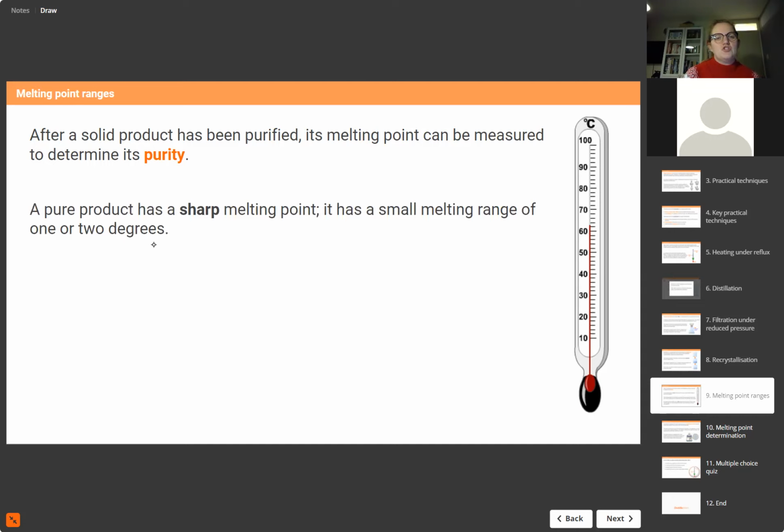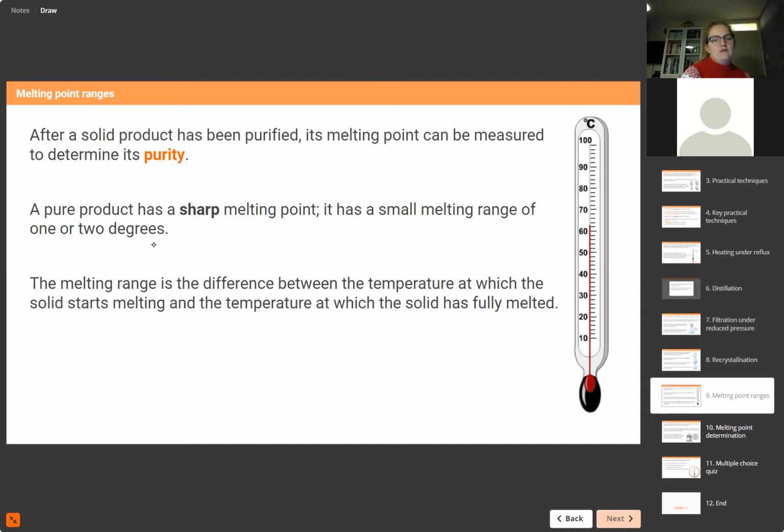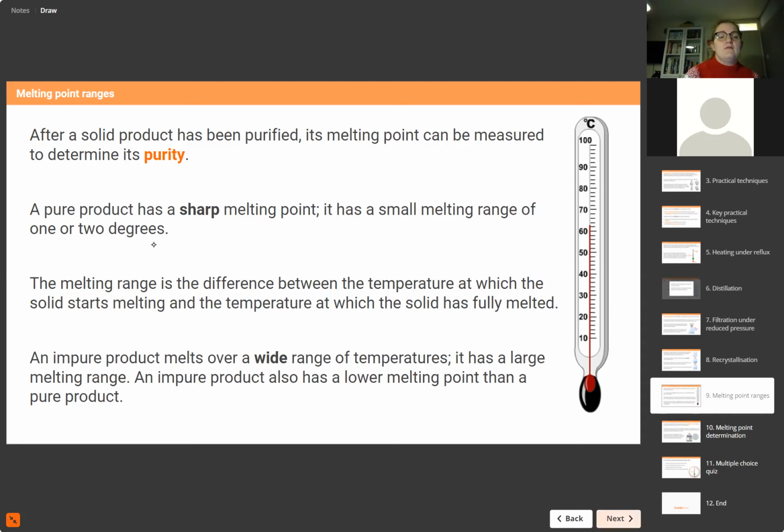So a pure product has a sharp melting point. It has a small melting range of 1 or 2 degrees. The melting range is a difference between the temperature at which the solid starts melting and the temperature at which the solid has fully melted.